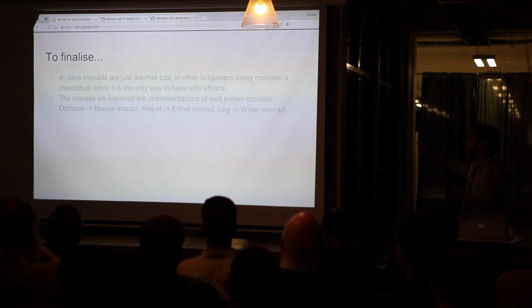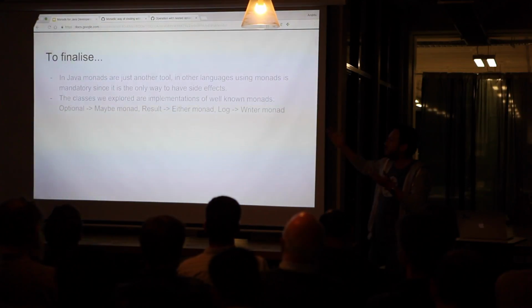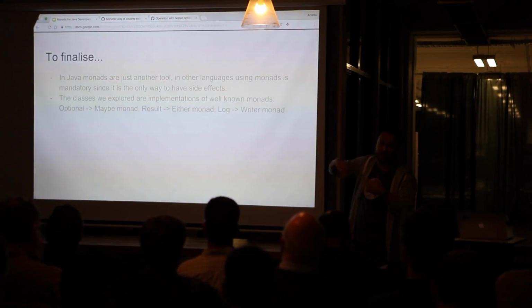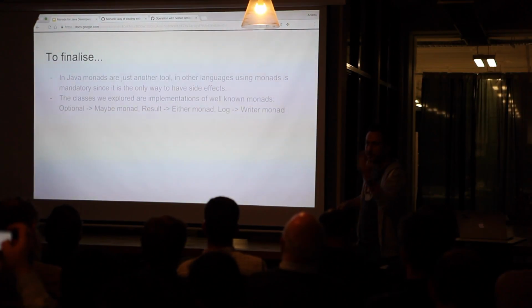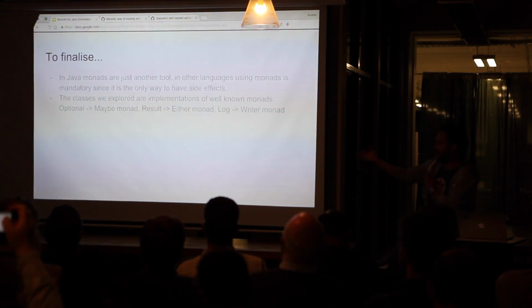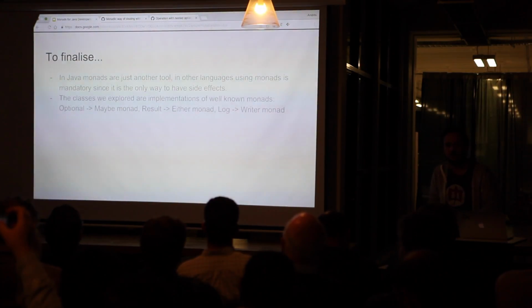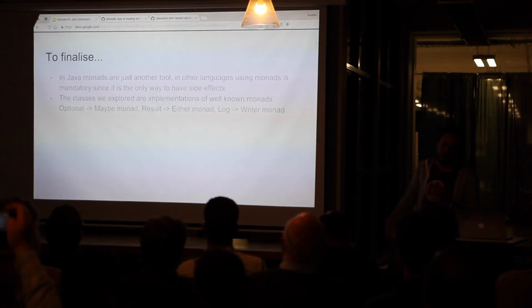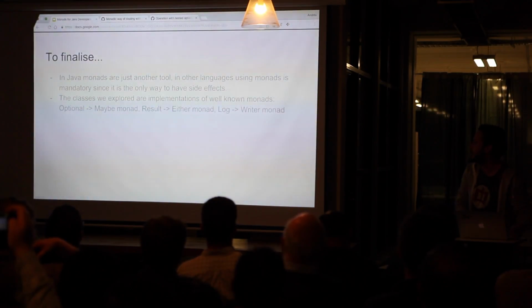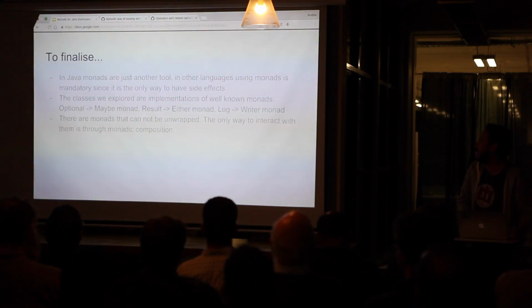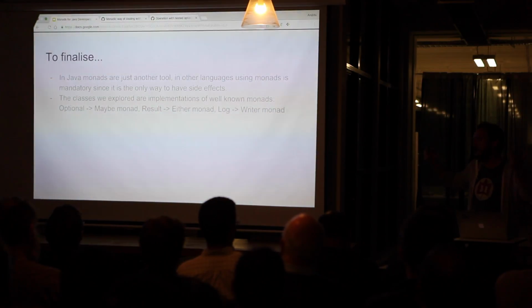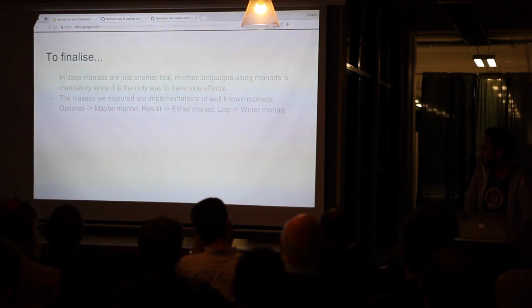So the classes we have explored are implementations of well-known monads. The optional is an implementation of the maybe monad. It's a well-documented monad. The result is an implementation of the either monad, that's also well documented. And then the log, which we didn't talk about, is an implementation of the writer monad. There are more monads. We have the reader monad, we have the IO monad, we have other types of monads.